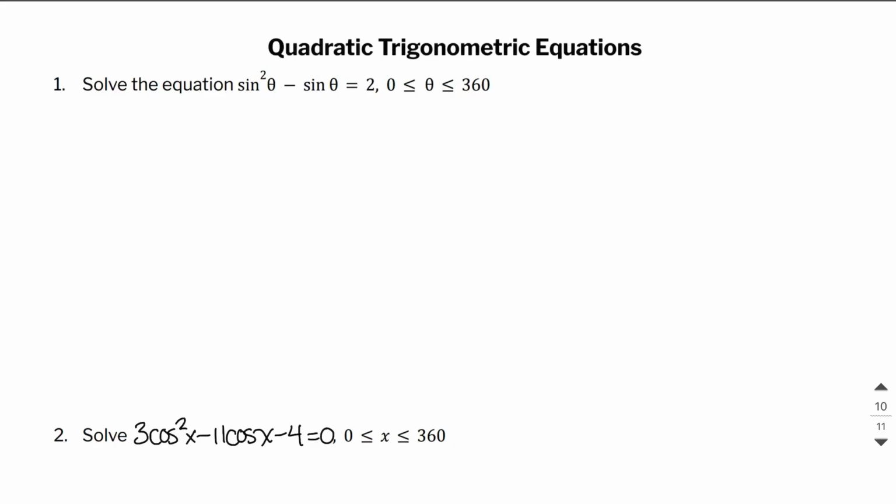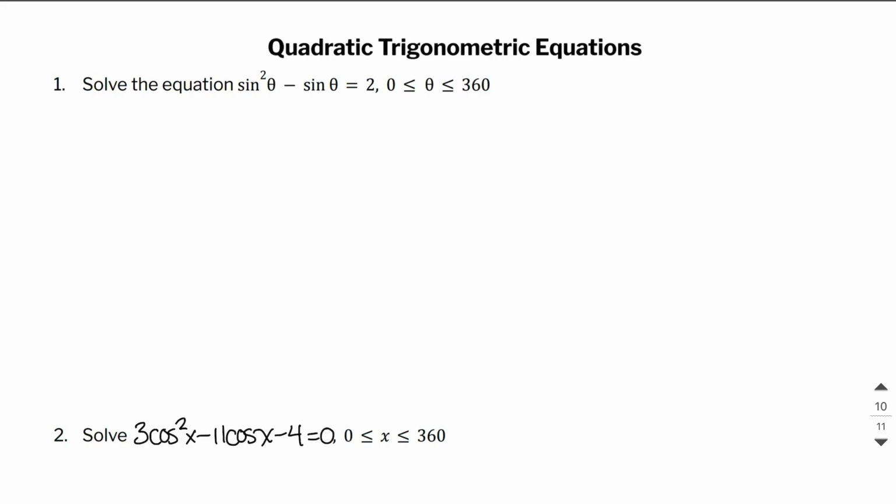Hey everyone, this video is on quadratic trigonometric equations. So we're just going to dive right into it. It says right here, solve the equation sine squared theta minus sine theta equals 2. This is quadratic because we have this squared right here, so that's what makes it a quadratic trig equation.